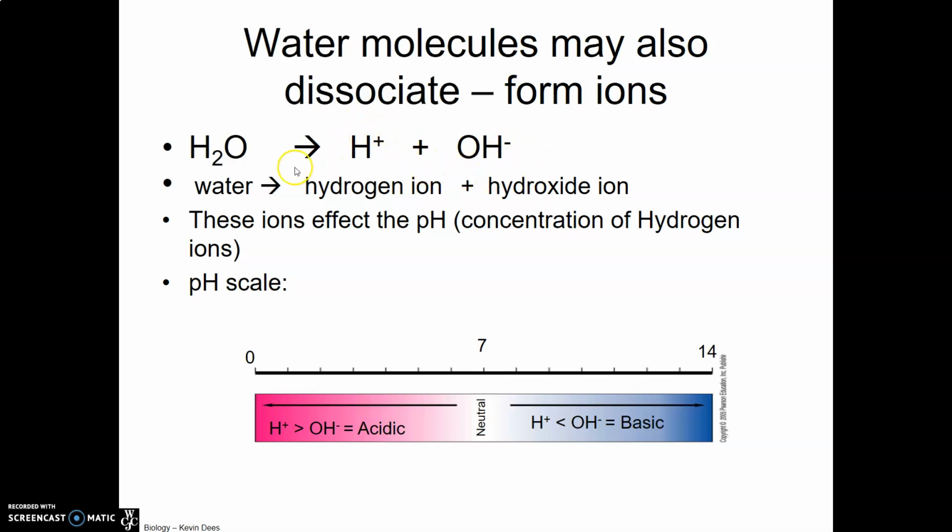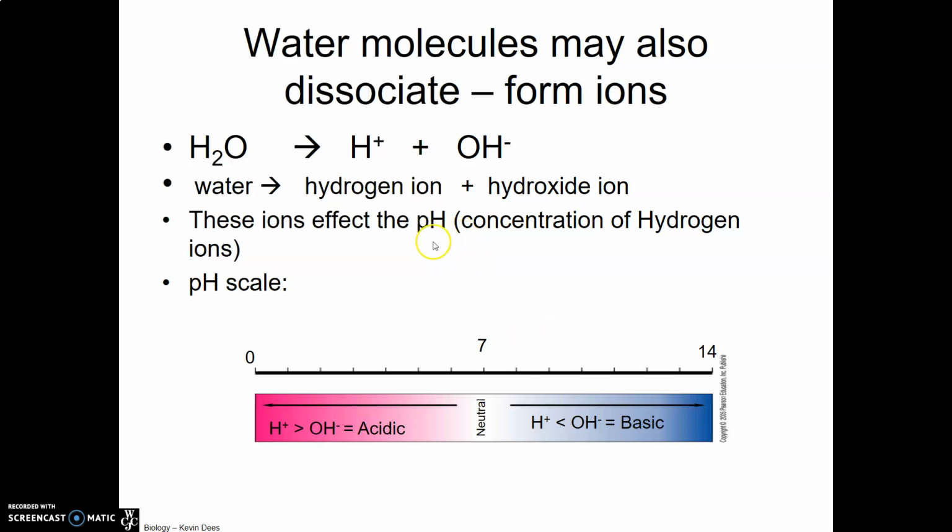I sometimes call hydrogen ions protons, and that's simply because if a hydrogen atom loses an electron to become a hydrogen ion, then it's simply a proton that remains. Our hydroxide ion is this oxygen atom with one hydrogen here, and because it's gained that electron, it has a negative charge. So the ions and their concentrations of these hydrogen ions affect something called pH.